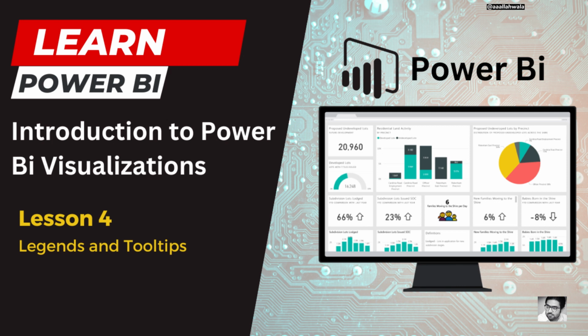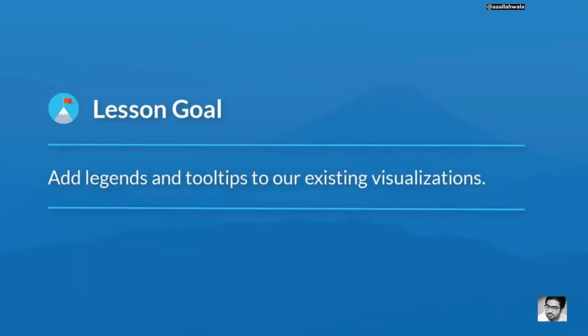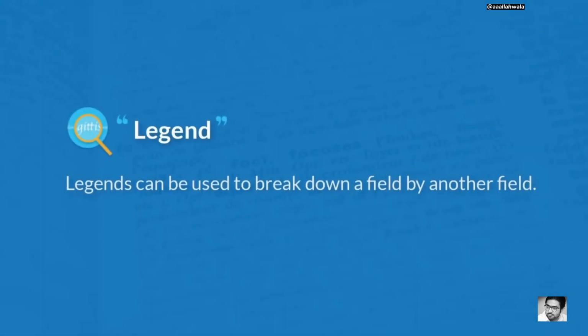Power BI offers two options that allow you to display more information within your visuals: Legends and Tooltips. In this lesson, we'll add legends and tooltips to our existing visualizations. As we've already seen, a legend can be used to break down a field by another field.